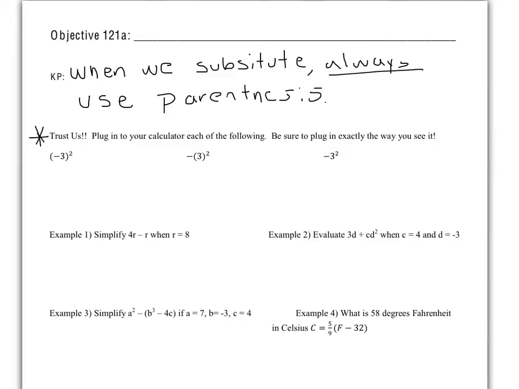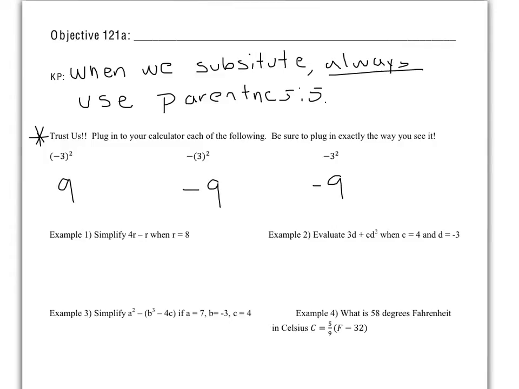Alright, when you plug in these different answers, you should have seen that you got different things depending on where the parentheses were. On that first one, we have -3 inside of parentheses and square on the outside. We should have gotten 9. When we have the negative on the outside of the parenthesis and a square on the outside, we get a -9. When we have -3 squared, we also get a -9.